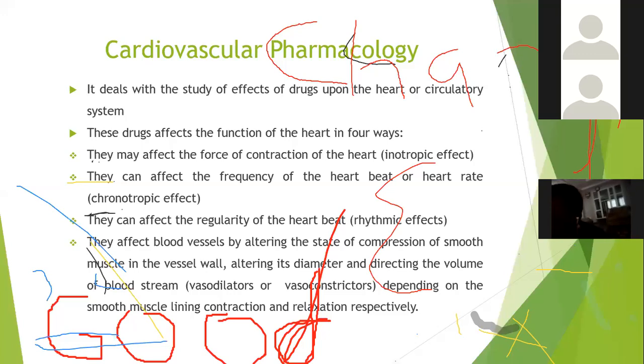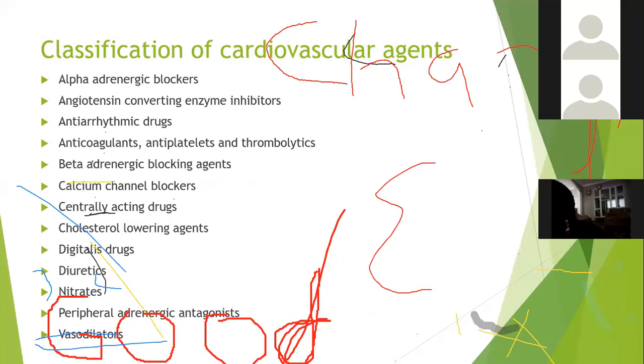What are the classifications of these cardiovascular agents? During the online facilitation, we were able to discuss many of these cardiovascular agents, such as alpha blockers, angiotensin converting enzyme inhibitors, that is ACE inhibitors. We have antiarrhythmic drugs. We have anticoagulant, antiplatelet, and thrombolytic drugs. We have beta blockers too. We have calcium channel blockers. We have centrally acting drugs. We can have cholesterol lowering agents, digitalis drugs, diuretics, nitrates, peripheral adrenergic antagonists, and vasodilators. You all have these in your manual.